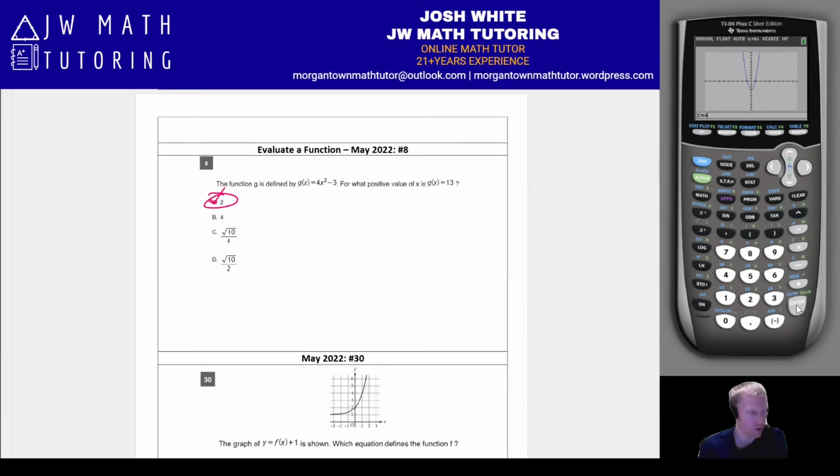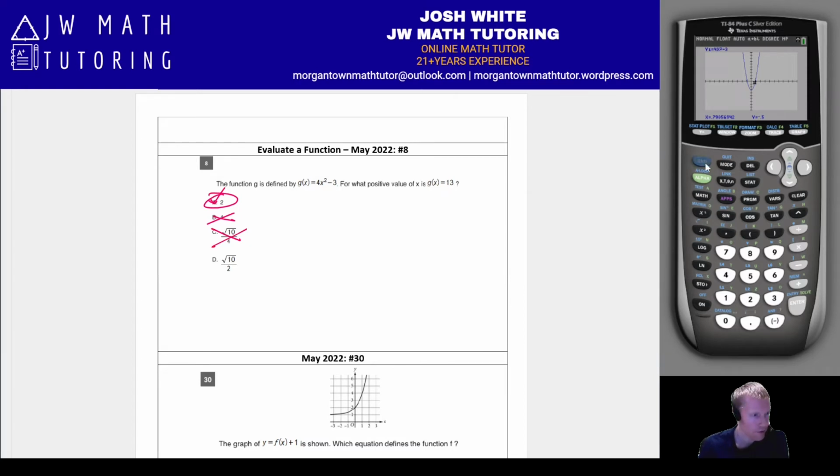So let's say I want to check answer choice B, which is 4. Okay, so the output, or the y value, or the g of x value, is 61. That is not equal to 13. Now let's check C and D. So here we're going to enter in the square root of 10, close the bracket, divided by 4. Okay, it looks like it's negative 0.5. That is not 13. Get rid of it.